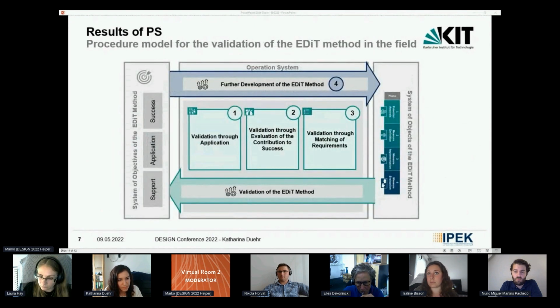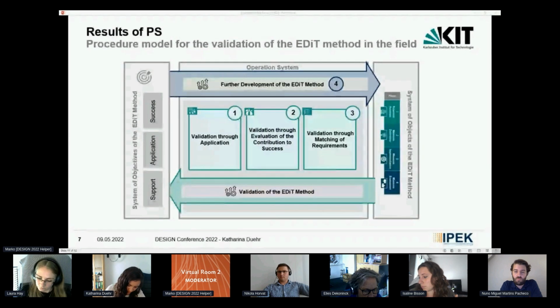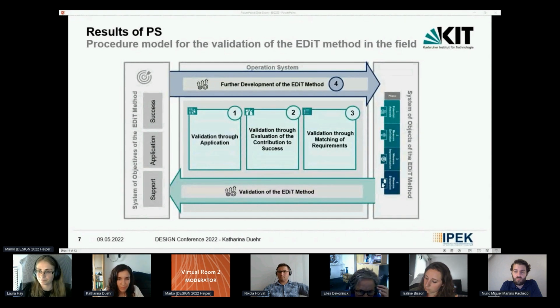Answering the second research question, the requirements were addressed by developing a process model that supports early and incremental validation of the edit method in the field. A framework consisting of 4 categories was developed. The 4 categories are the validation through application, the validation through evaluation of the contribution to success, and the validation through matching of requirements. And lastly, we have the recommendations for further development of the edit method that can be derived from the insights of all 3 validation categories.